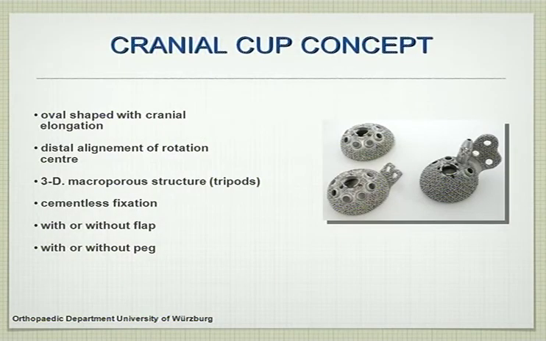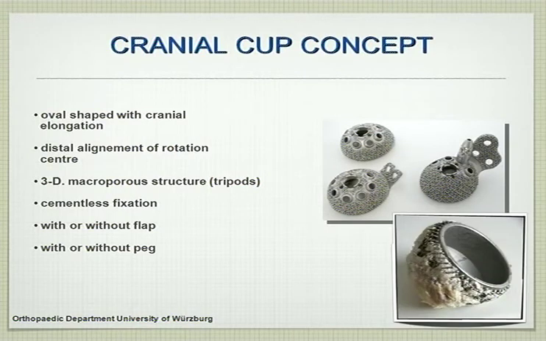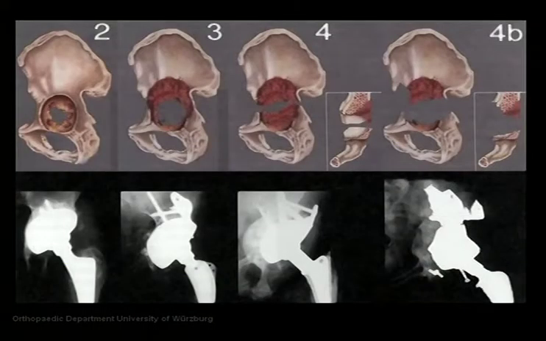Now, the concept of our implant is an oval-shaped cranial elongated cup with a distal alignment of the rotation center because of the oval shape of this implant, and it has a 3D macroporous structure which gives us very good ingrowth, as you might imagine if you look at this picture here, and which gives us a cementless fixation. It comes with or without a flap like this one. It's an anatomical flap, and with or without a peg, and I'll show you why.